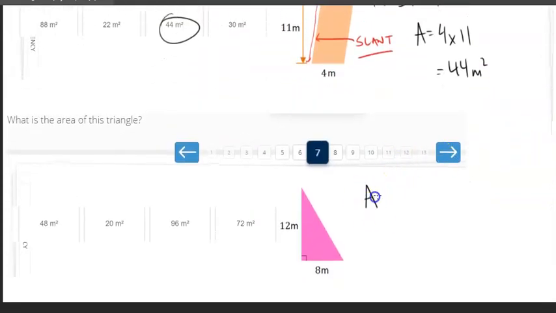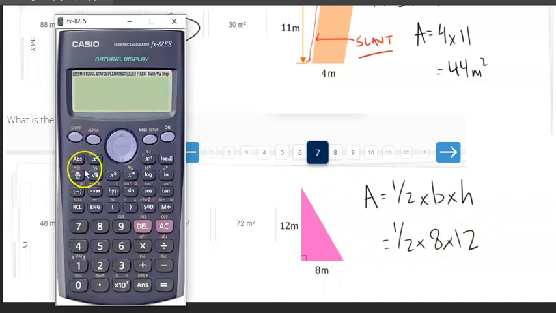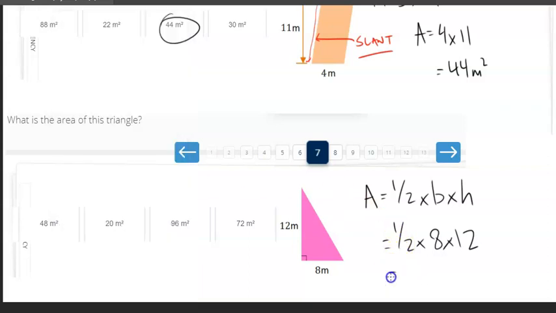The area of a triangle, if you remember from the previous videos, is half times base times height. And that half just comes from the fact that any triangle is always half the size of a rectangle. We know what our base is, and we know what our height is, and we can just plug this into our calculator. 1/2 times 8 times 12. And this will give us 48 squared meters. So that's our answer right there.